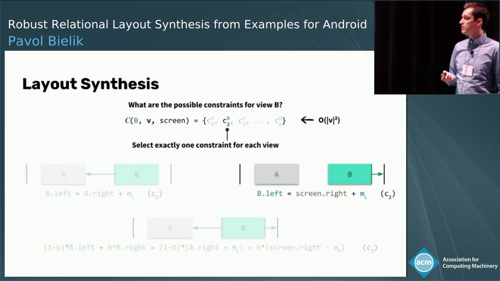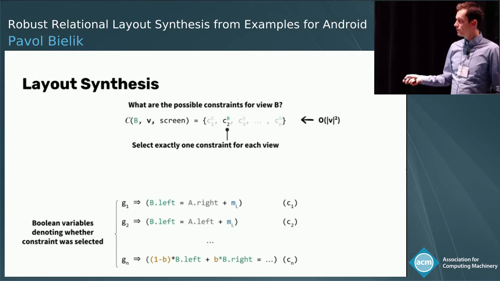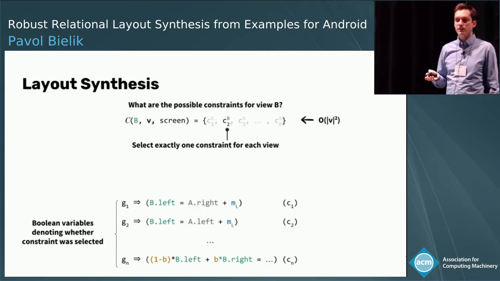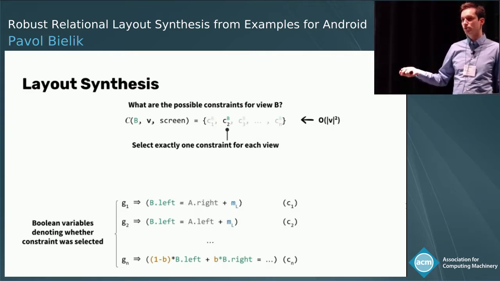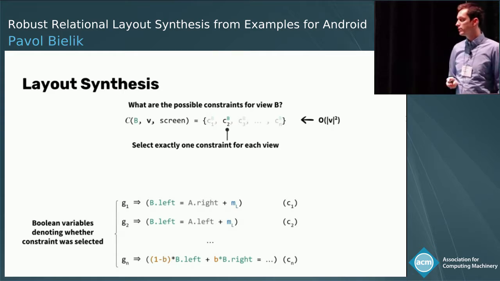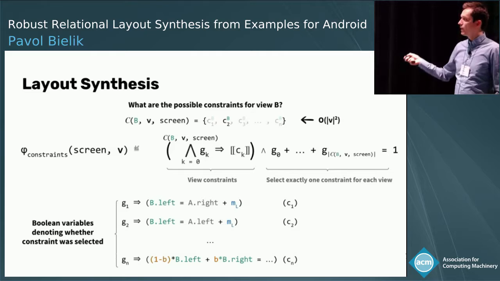To encode this as an SMT formula, we will add an implication for each of these constraints. On the left-hand side, we will introduce a new Boolean variable, where the intuition is that if this Boolean variable is set to true, then this constraint should hold. If it's set to false, the constraint doesn't hold. Then the encoding just says, go through all the constraints for a given view, add such an implication, and then ensure that only one of those implications is going to be true, which is what we want.